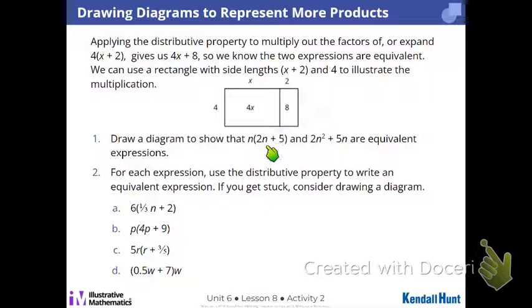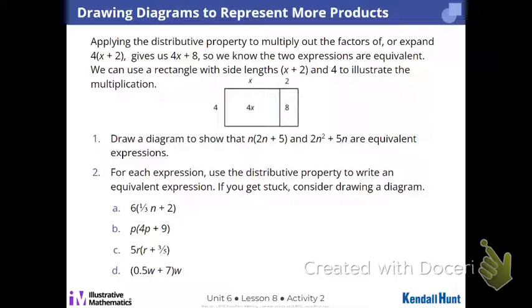I want you to then make the extension and the jump to writing a diagram for n times 2n plus 5. And that diagram should show the distribution 2n squared plus 5n once we've done it. All right? So you're going to make the jump from here to here. There's more room on your notes to do this. And then who was the first name up on the flippity thing? Meredith. Okay, Meredith's going to show us hers in a moment.